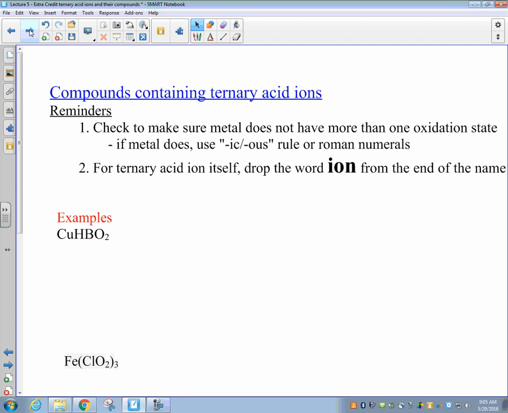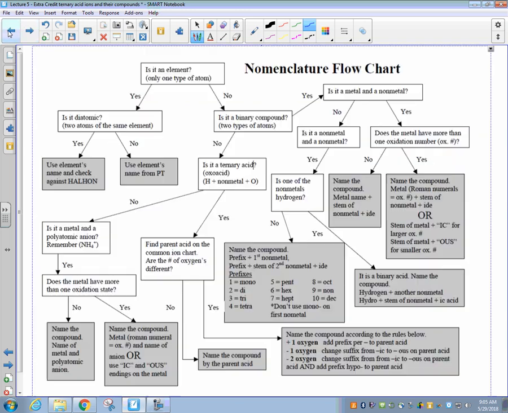And the trick is that in order to name these compounds which contain ternary acid ions, this is going to be a metal plus a ternary acid ion, and we have to watch out for the same things we watched out for when we were dealing with simply binary ionic compounds. That is, some of these metals have multiple oxidation states, and in order to determine the oxidation state on a metal, we need to know what the charge on the ion which the metal is bonded to is. So I'm going to follow through on the flowchart and see where we would find a species like the example that we have right here, the species CuHBO2. So looking on our nomenclature flowchart, let's follow the pathway. First question for the species, again, that was CuHBO2.